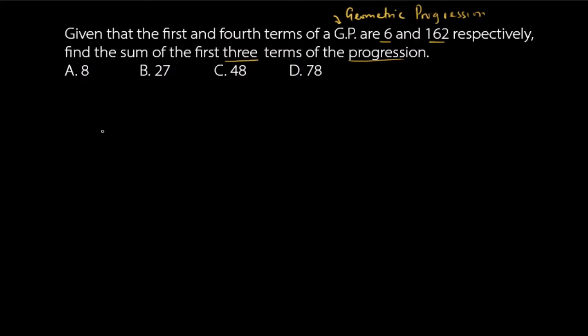Now the formula for the nth term of a geometric progression is given by T subscript n equals AR to the power n minus 1. The A here stands for the first term, and the R here stands for the common ratio of the sequence itself.